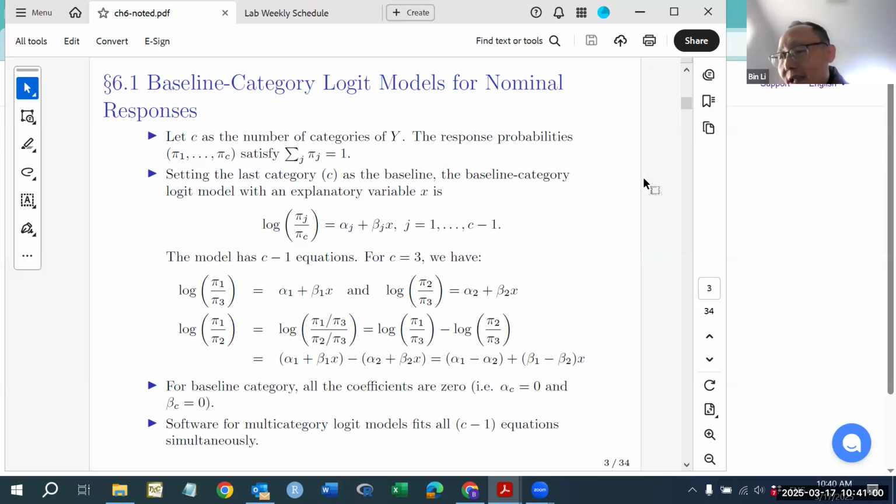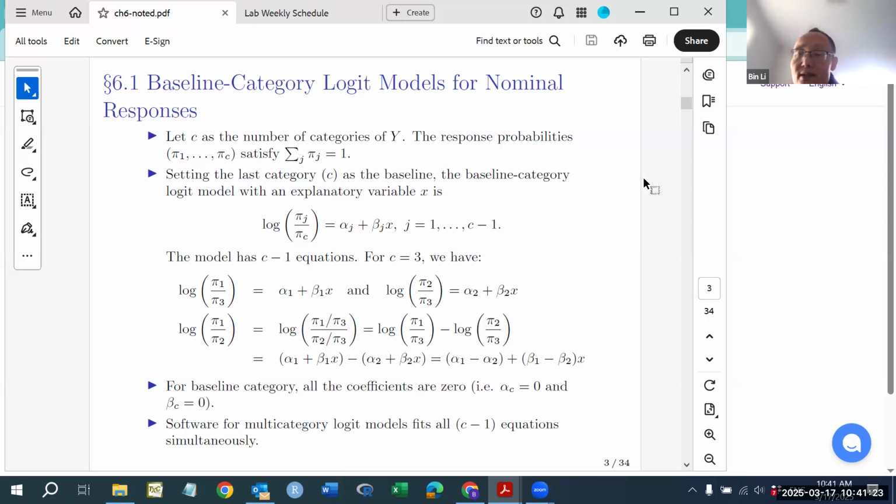We have different ways to set the baseline. We can choose the first category as the baseline, we can choose the last one, or we can choose a specific one, not the first, not the last, somewhere in the middle. So they are all fine. But here, let's just say we treat the last category as the baseline.